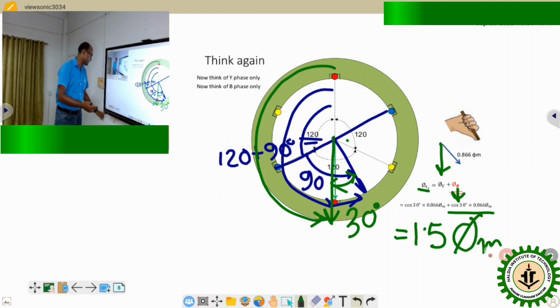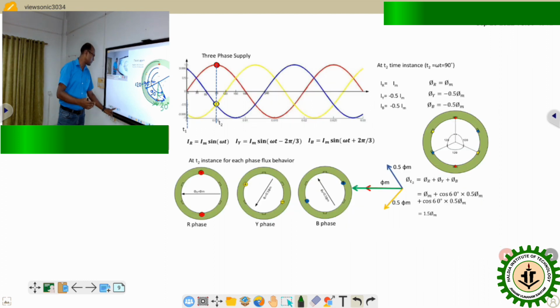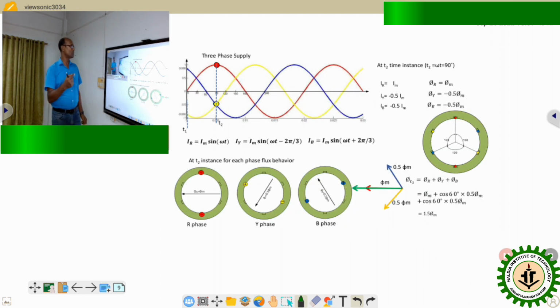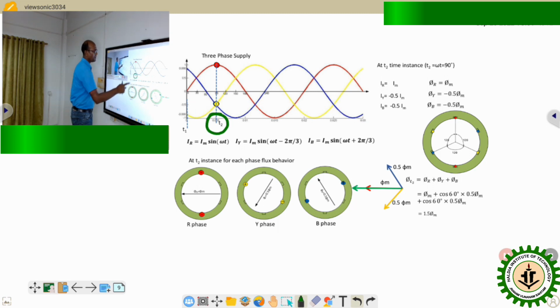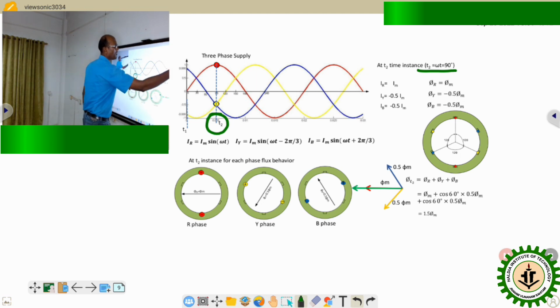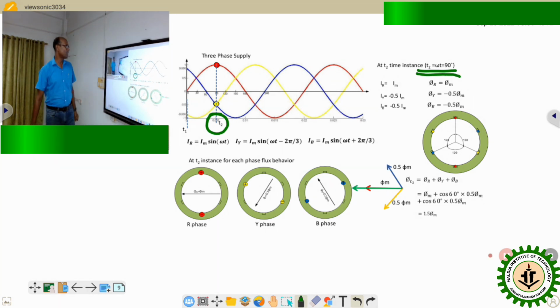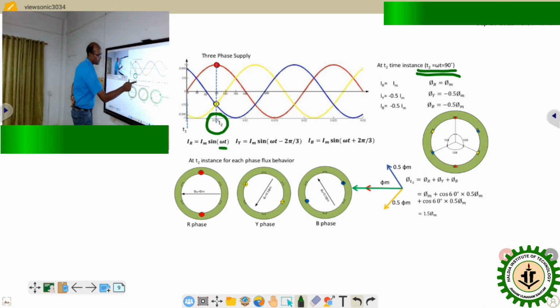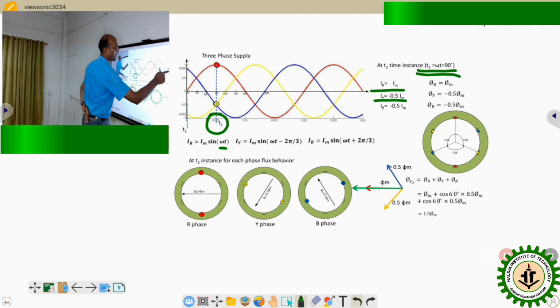Okay, so once we find that t1 instant, we try to find the next time instant. Suppose we take the next time instant, t2, that is omega t equals 90 degrees. Now if omega t equals 90 degrees, then instead of omega t we put 90. So sine 90 equals 1. Here also we put sine 90, and we get the expression of current like this.